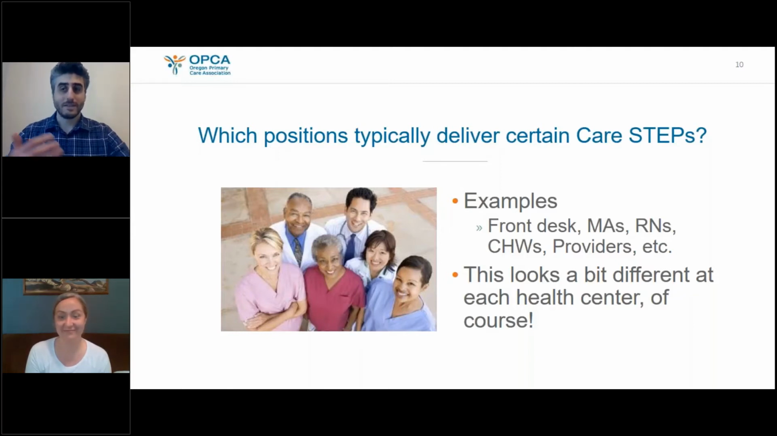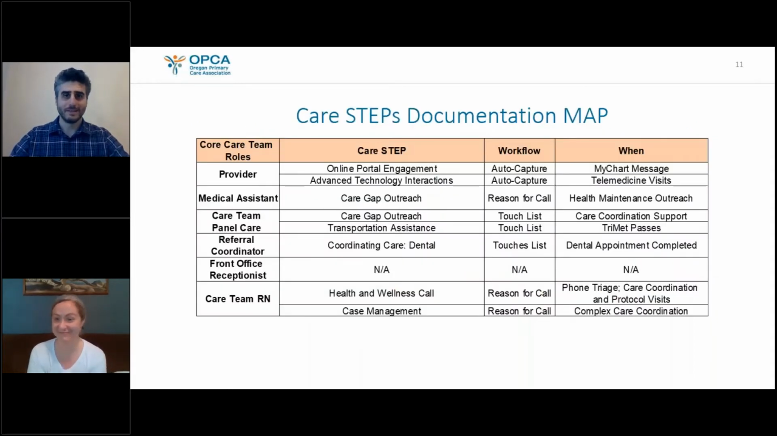So the example you're going to see is more or less my interpretation, based on my experience, not only at OPCA, but more recently at Virginia Garcia, on the different roles and what kind of care steps they can perform. Of course, this is going to vary according to the roles you have in your health center, and based on how you want to implement those care steps as well. So don't take this as something that's set in stone. Just take it as some guidance and suggestions as you think about your care step strategy and implementation plan.